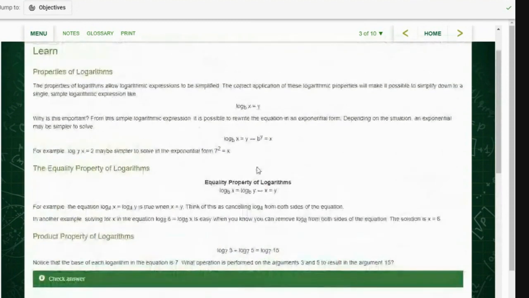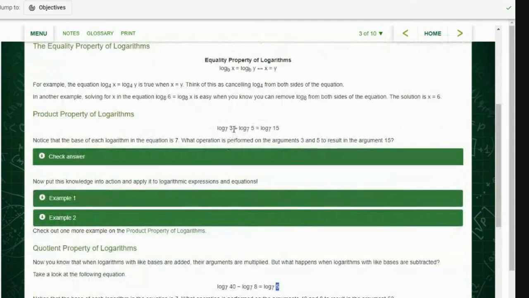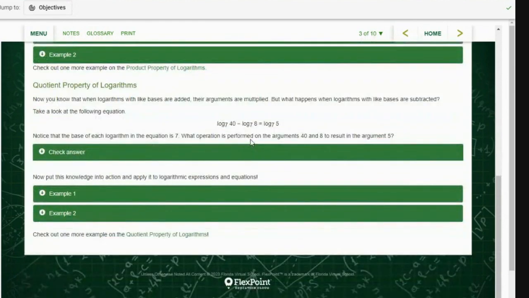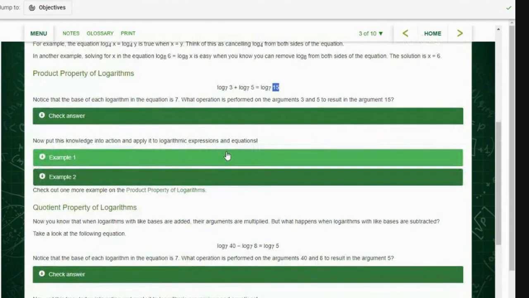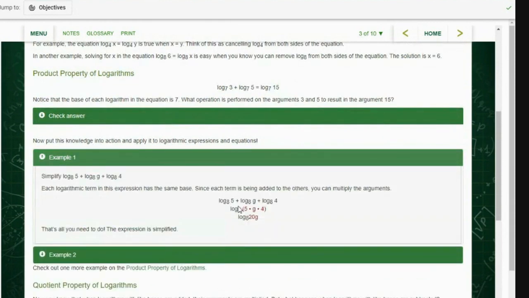So they have examples of those. The product property was right here. If you're adding them, both of them are base 7, 3 and 5, then it's 3 times 5 or 15. So this page is stuff we just put in our notes. But they do give you some examples. If you want more examples to write down in your notes, there are more.